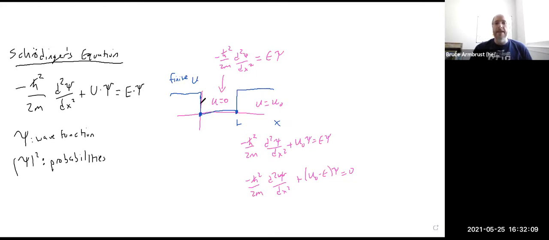Okay, so E is the amount of energy in our particle. And let's just break down the difference. So if U naught minus E is greater than 0, so that's positive, then this thing is going to lead to exponential solutions. And if U naught minus E is negative, it's going to lead to sinusoidal.